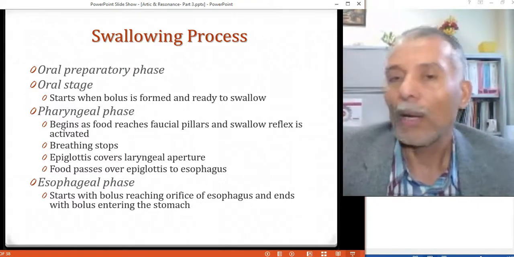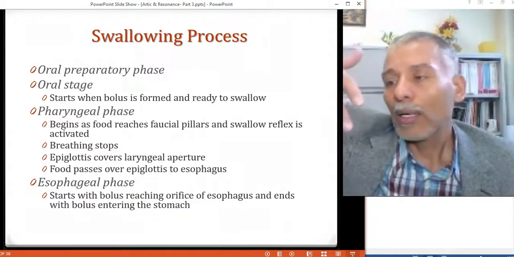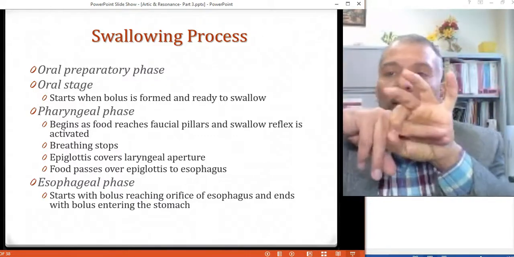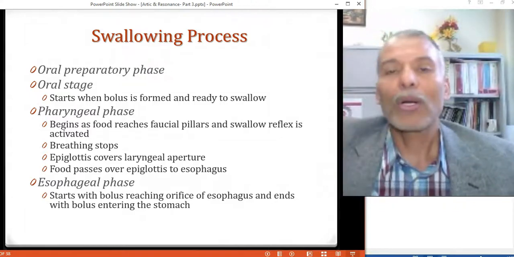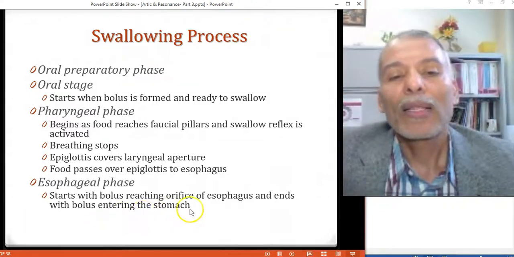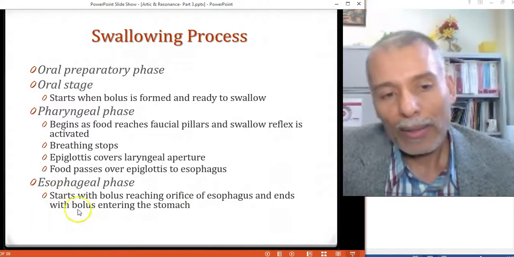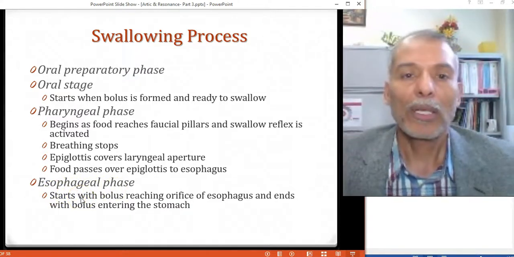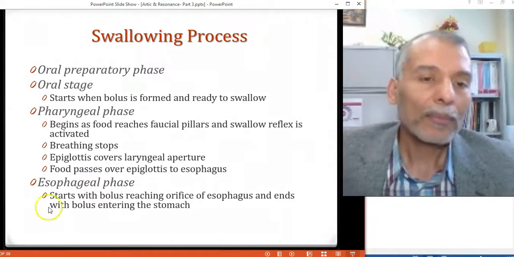the lower esophageal segment, where there's a kind of valve that allows food to go in and then it doesn't go back. So it closes the lower part of the esophagus that leads into the stomach. So again, this stage involves food passing through the esophagus. Once it enters the stomach, then swallowing is over.